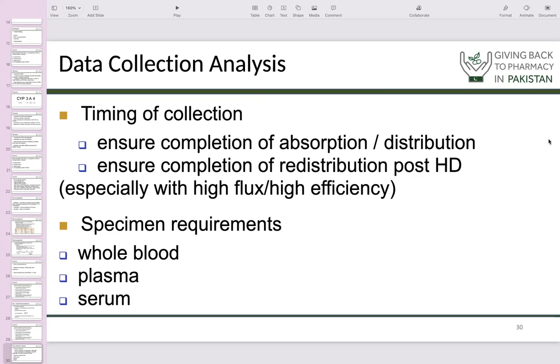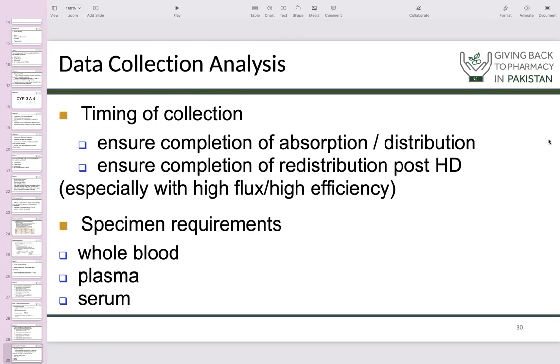So data collection for analysis. The data collection most relevant to pharmacokinetics is the sample collection. Timing of the collection is very important. Ensure the completion of absorption and distribution. You cannot give an oral dose and take a level within 5 minutes, because you have to allow 1 to 2 hours for the complete absorption and distribution of the drug, because once the drug is given orally, it is taken to the liver for first pass metabolism.